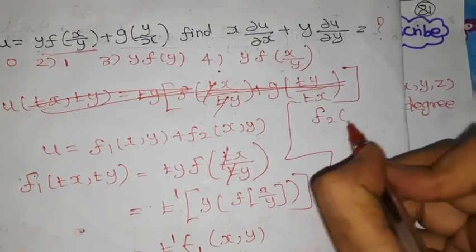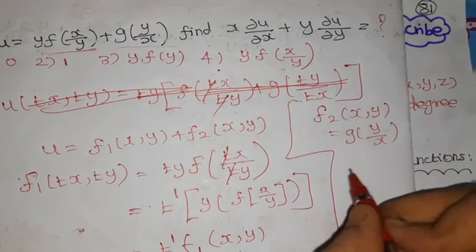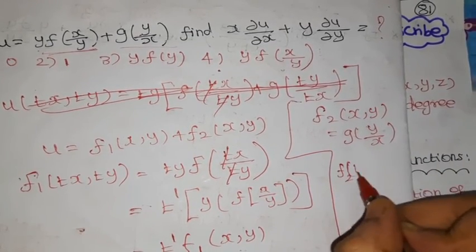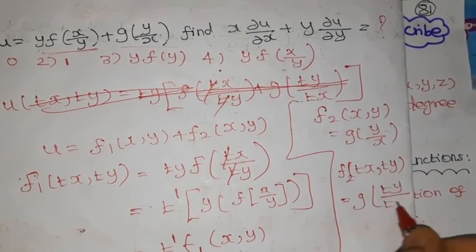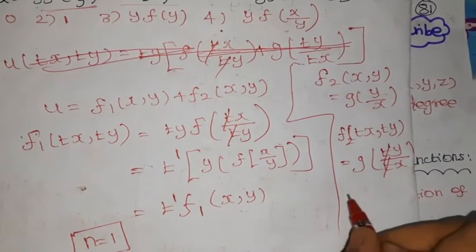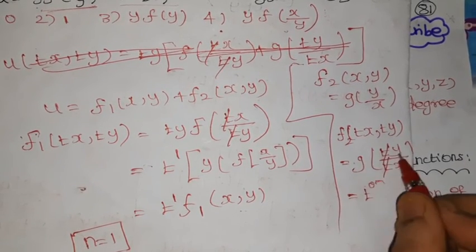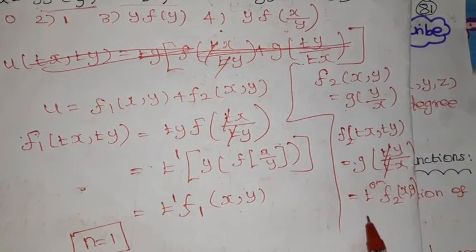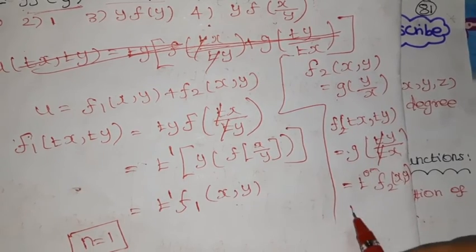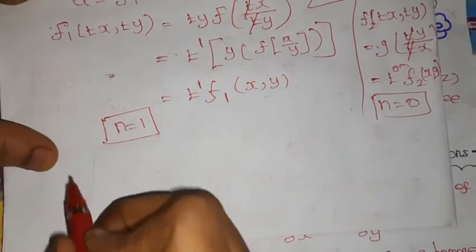So function 2 of x, y is nothing but g of y by x. Then function 2 of tx, ty equals g of ty by tx. So this is nothing but t power 0, right? t power 0 into g of y by x. Now g of y by x is nothing but function 2 of x, y. So what is the degree of function 2? 0. Function 2 is also a homogeneous function with degree 0. Then we can combine together.